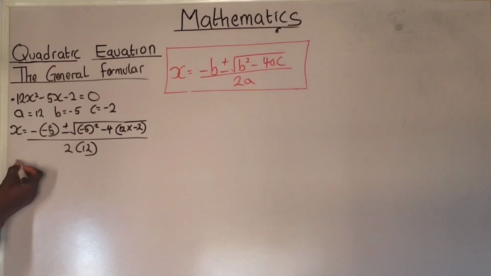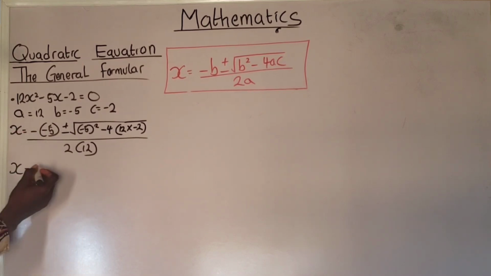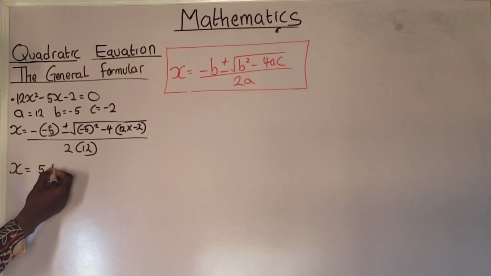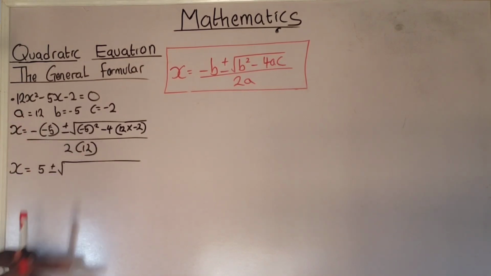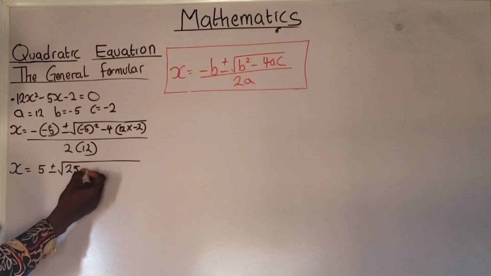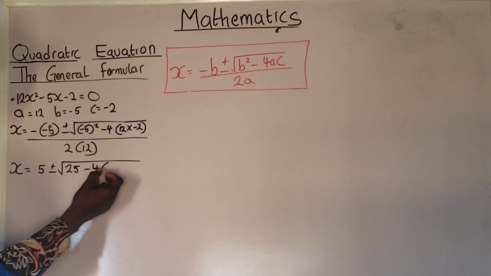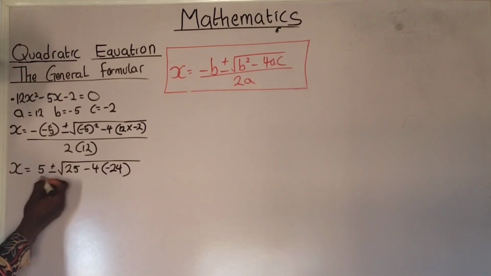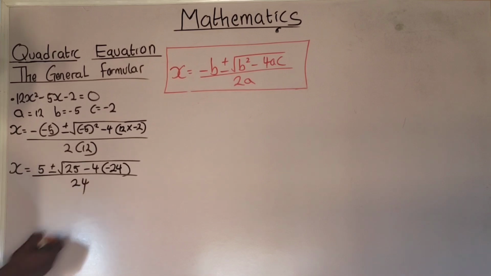Here I'm going to have x equals negative 1 multiplied by negative 5. That will be positive 5. So I'm going to have 5 plus or minus the square root of b squared, negative 5 times negative 5. That will be 25. So I'm going to have 25 here, minus 4 into bracket 12 multiplied by negative 2. That will be negative 24. All over 2 multiplied by 12. That will be 24. So I'm going to have all over 24.